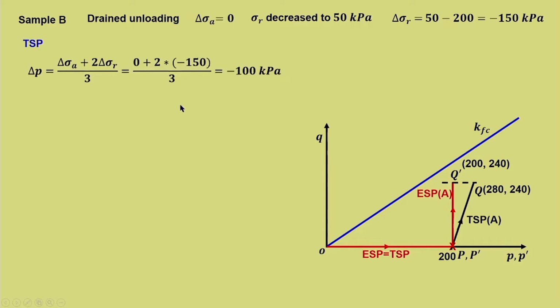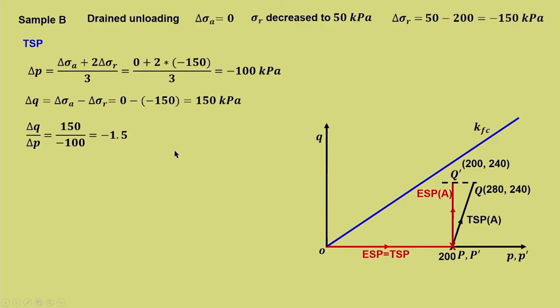Now, TSP and ESP are both the same because it is drained unloading. So, delta P is equal to delta sigma A plus 2 delta sigma R by 3, that is 0 plus 2 into minus 150 by 3, which is minus 100 kilopascal. Delta Q is equal to delta sigma A minus delta sigma R, that is 0 minus of minus 150, it is plus 150. So, delta Q upon delta P is equal to 150 upon minus 100, which is equal to minus 1.5.